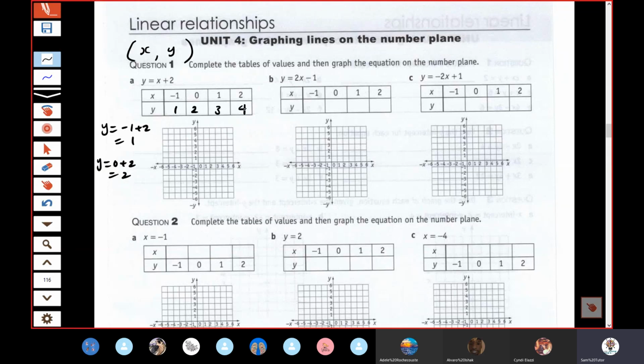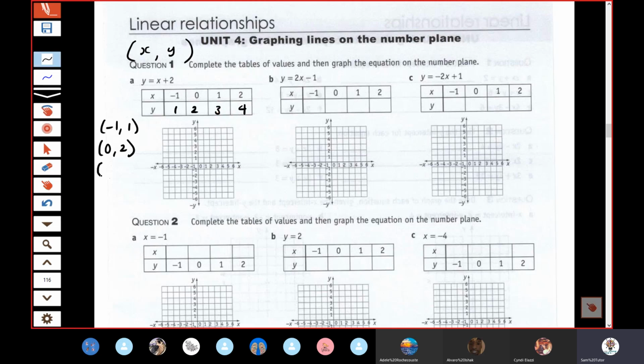2 plus 2 is 4. You can see how it's replaced. X is 2. X is 1. Can you see that replacement? Okay. Now your coordinate that you create for each one is read like this. See, x is -1, y is 1. So the first one, it's -1, comma 1. The next one you have is x is 0, y is 2. The next one you have is x is 1, y is 3.